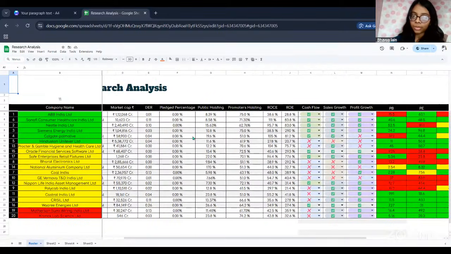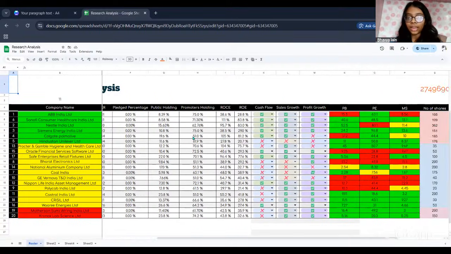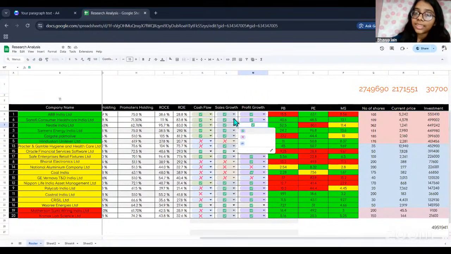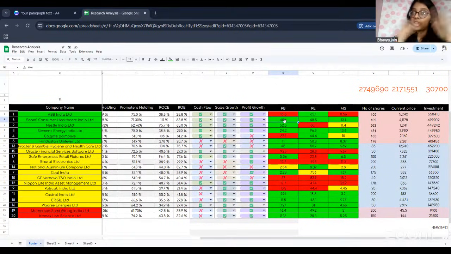We have analyzed the data with different parameters. We gave the task to all of our interns, who were active, and they have done the research on everything: whether the company has good cash flow, sales growth, profit growth, all the parameters that you have taught us, that it should be 3 times in the next 10 years, and the green.